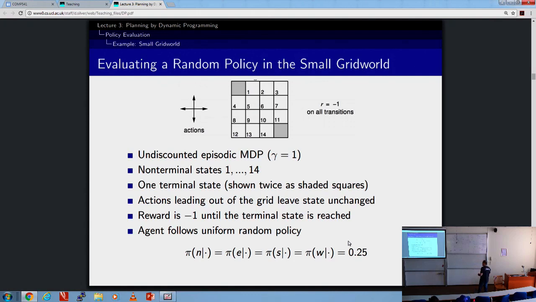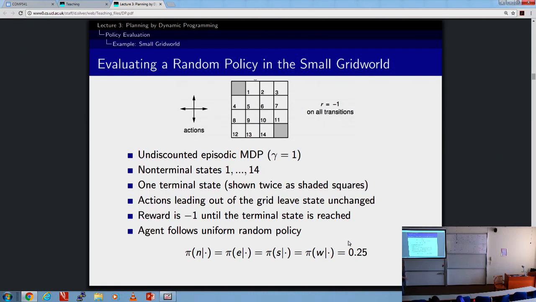So the game here is we have a 4x4 grid world. The actions are north, south, east, west. The upper left and the lower right corners are shaded squares. They're terminal states. You don't get out once you get into them. If you're on the left side and you take a left action, it has no effect. You stay where you were.